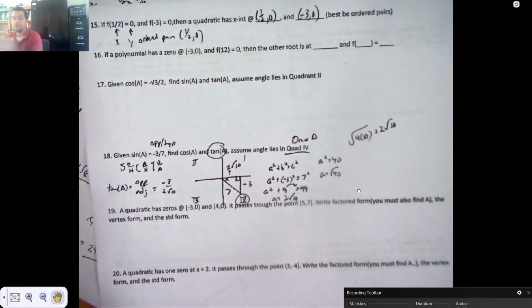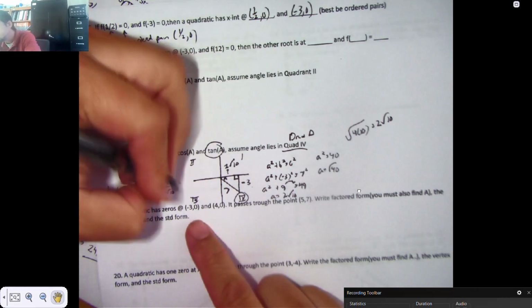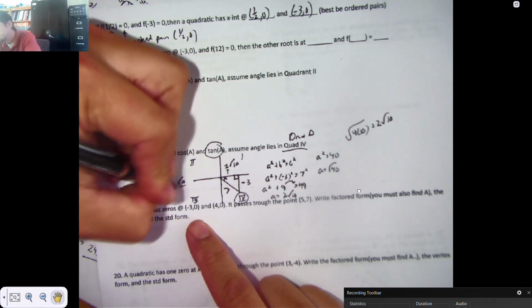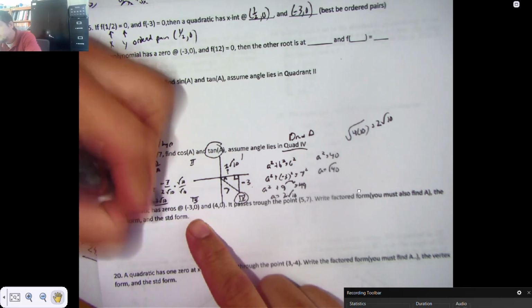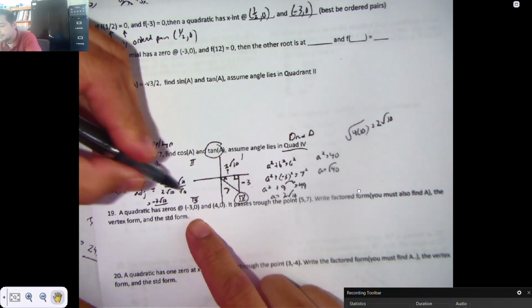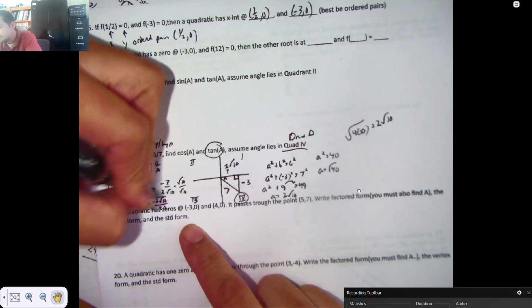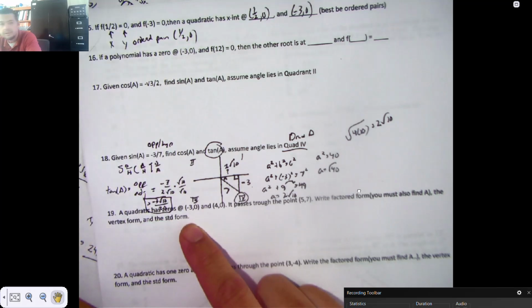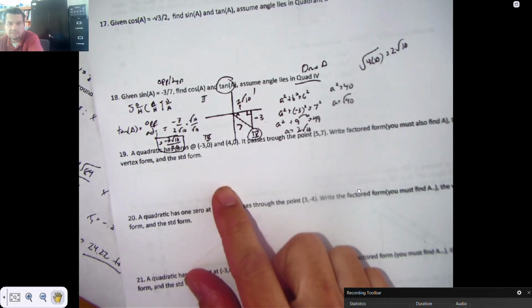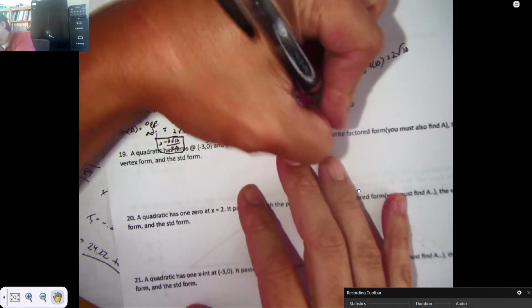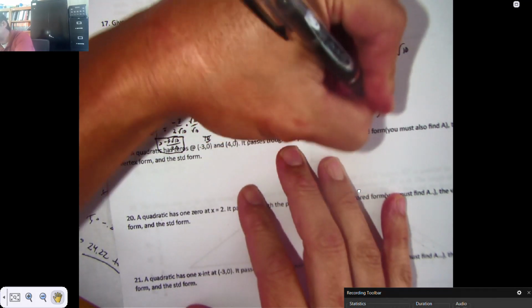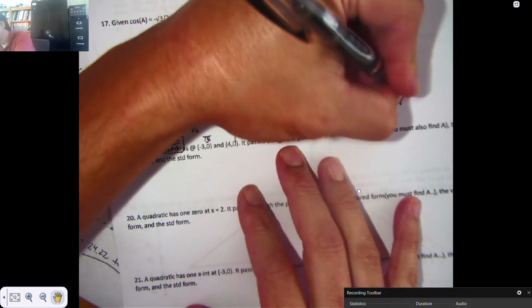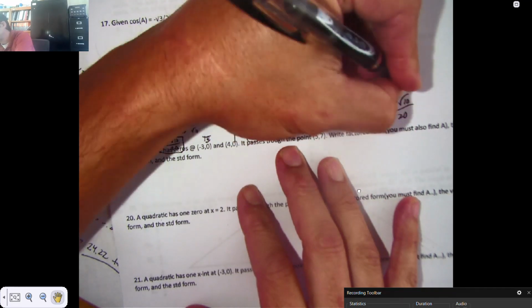Anyways, opposite over adjacent, negative 3 over 2 root 10. Oh, but wait, there's more. It is not formal to leave radicals in the denominator, so we multiply top and bottom by root 10, and we get negative 3 root 10. Root 10 times root 10 is 10, times 2 is 20. So negative 3 root 10 over 20 is my final answer. Final answer. The tangent of angle A is negative 3 root 10 over 20.